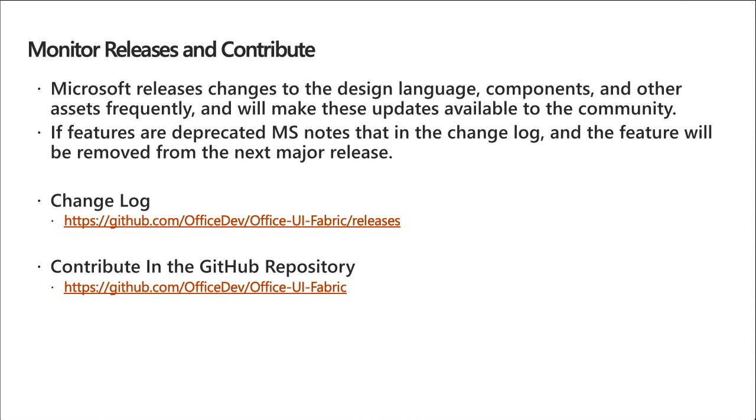Now, Microsoft releases changes to the design language, components, and other assets quite frequently, and they make these updates available to the community. If features are deprecated, Microsoft notes those in a changelog, and the feature will also be removed from the next major release after it's been deprecated. So I've got some links here where you can learn more about the changelog and how you contribute to the GitHub repository for the Office UI Fabric.